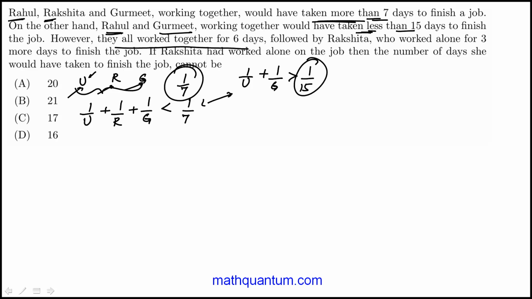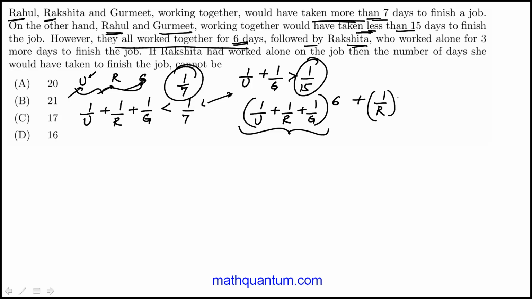And then we have this equality here, which tells you how long it takes them to finish this job in this particular sequence. They all work together for 6 days. So that means 1 over U, this would be their combined rate, times 6. So this would be the fraction of the job they will complete in 6 days. And then Rakshita finishes the job by working alone for 3 more days. So plus Rakshita's rate times the number of days, and that should be equal to the complete job, which is 1, because these are just the fractions of the job.